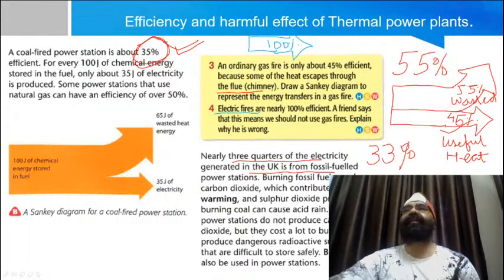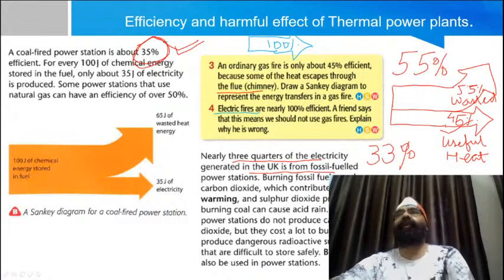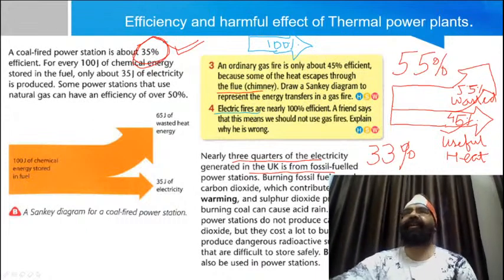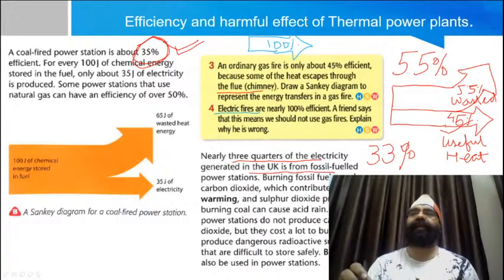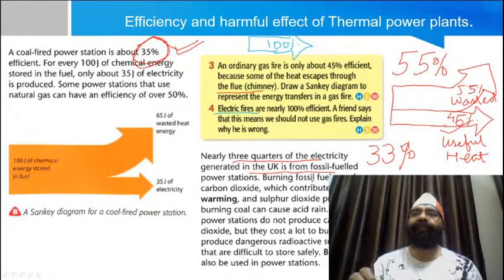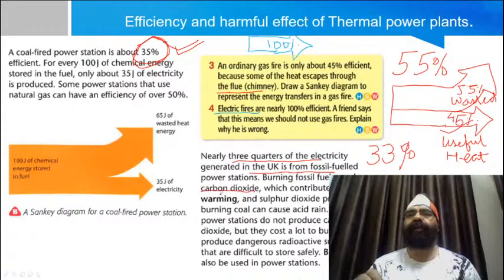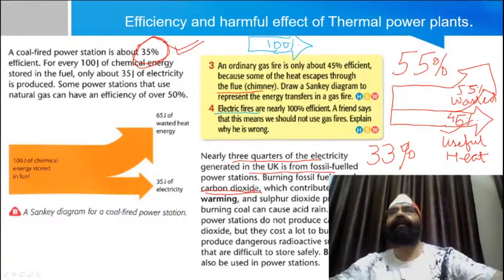So, which means that those power stations we know are less efficient, and then the problems associated with them also are greater. They discuss it in the next line. Okay, burning fossil fuel produces carbon dioxide. You were studying this in the previous class also. I was sitting in the other room and I was listening, right?